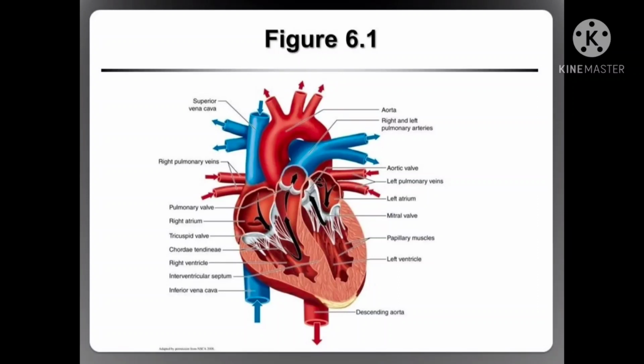So these are the parts of the heart. First is the aorta, the red one, right and left pulmonary arteries, aortic valve, left pulmonary veins, left atrium, mitral valve, papillary muscles, left ventricle, descending aorta, inferior vena cava, interventricular septum, right ventricle, chordae tendineae, tricuspid valve, right atrium, pulmonary valve, right pulmonary veins, and superior vena cava.